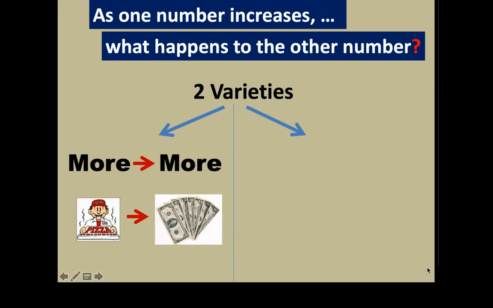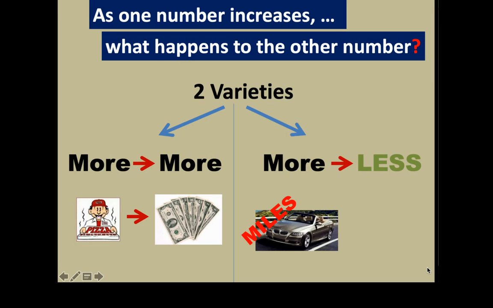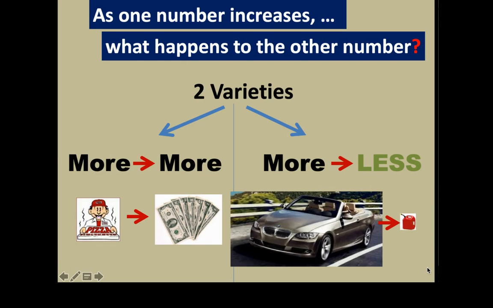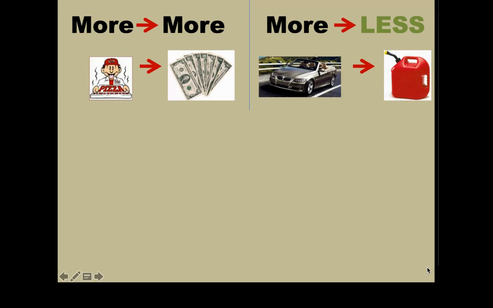So as each one is increasing, the other one is increasing. The other type of problem is the more of the one value, the less of the other. So the more miles you drive, what happens to the gallons of gas in the gas tank? The more miles you drive, the less gas there is in the gas tank: more, less. So those are two main types of relationships. As one increases, the other increases, or as one increases, the other decreases.